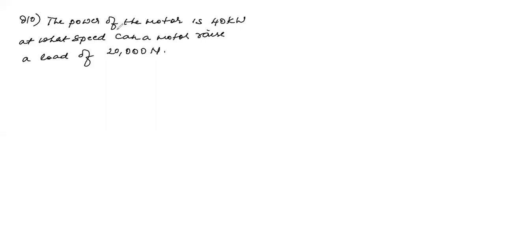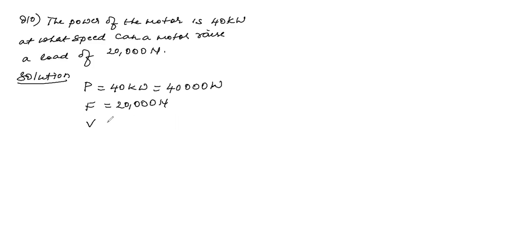Question number 10, children. The power of a motor is 40 kilowatt. At what speed can a motor raise a load of 20,000 Newton? So for the solution, first I'm going to write everything in notation form. The power is 40 kilowatt, okay? This is not an SI unit, it is a higher unit. So in SI unit it is 40,000 watt, always. Now, at what speed? Speed they want. Load is nothing but force, okay? Of 20,000 Newton.